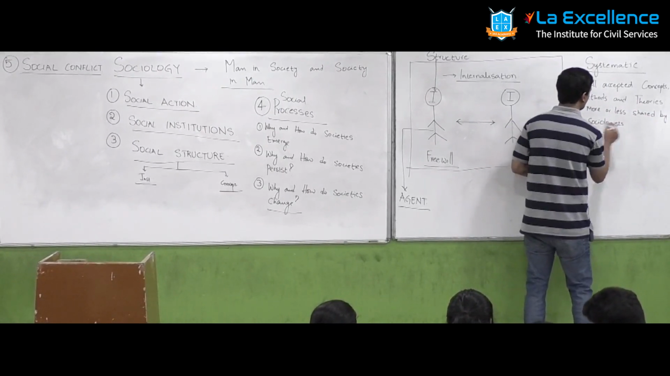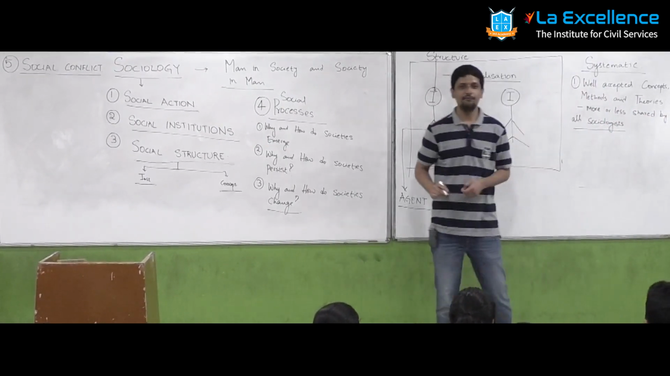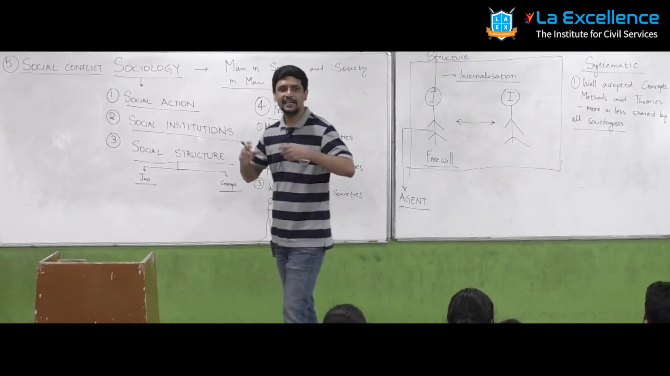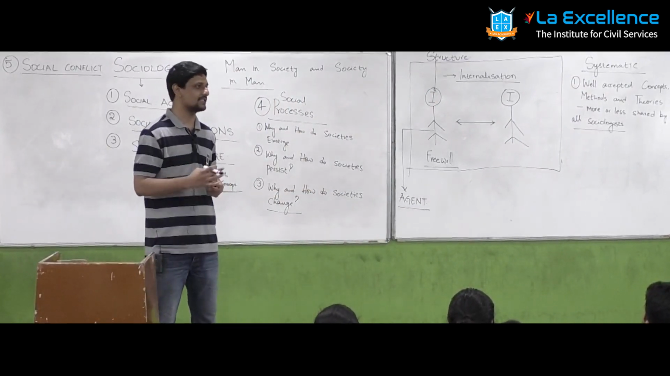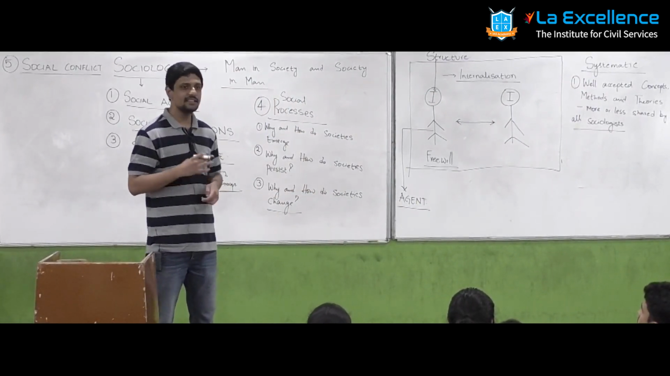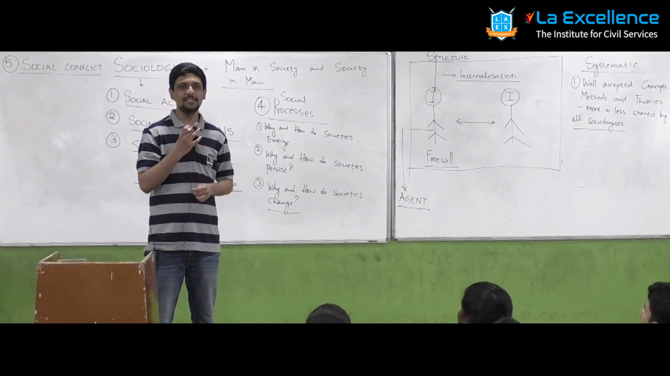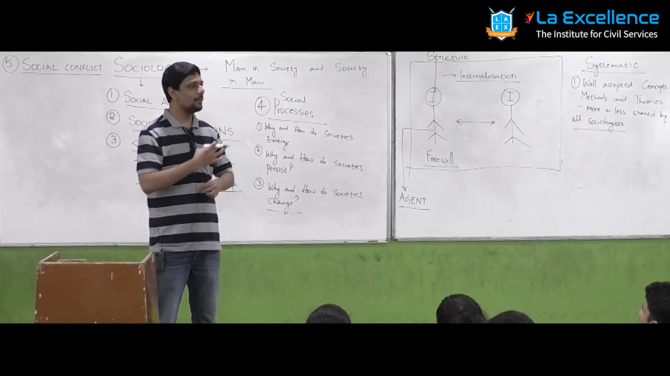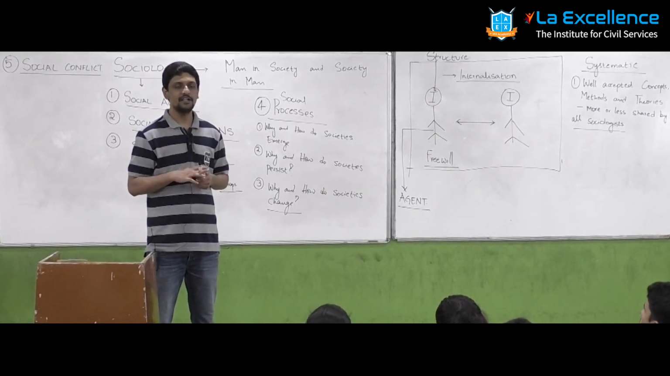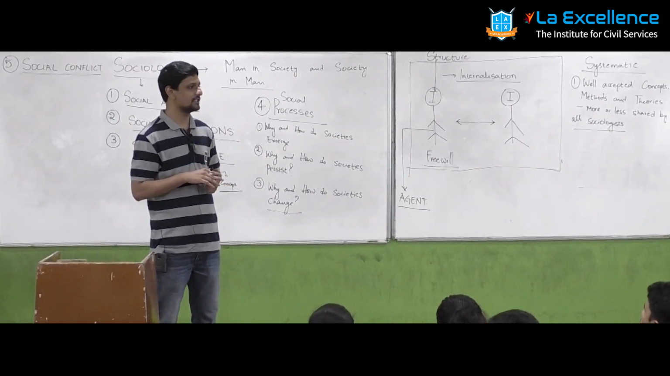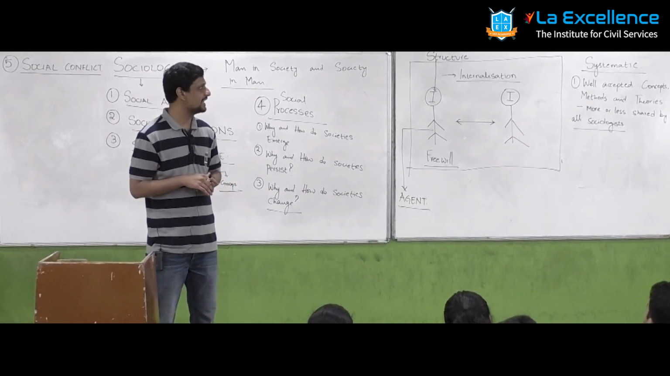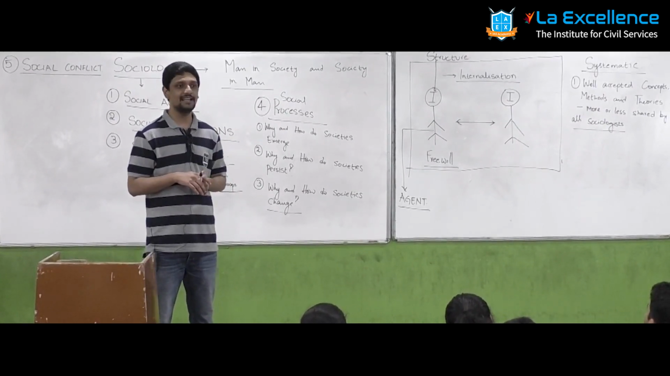When you say family, or kinship, or class, or caste, these are all concepts, and these concepts are understood in the same way by all the sociologists. That is why we say that there are well accepted concepts, methods, and theories.